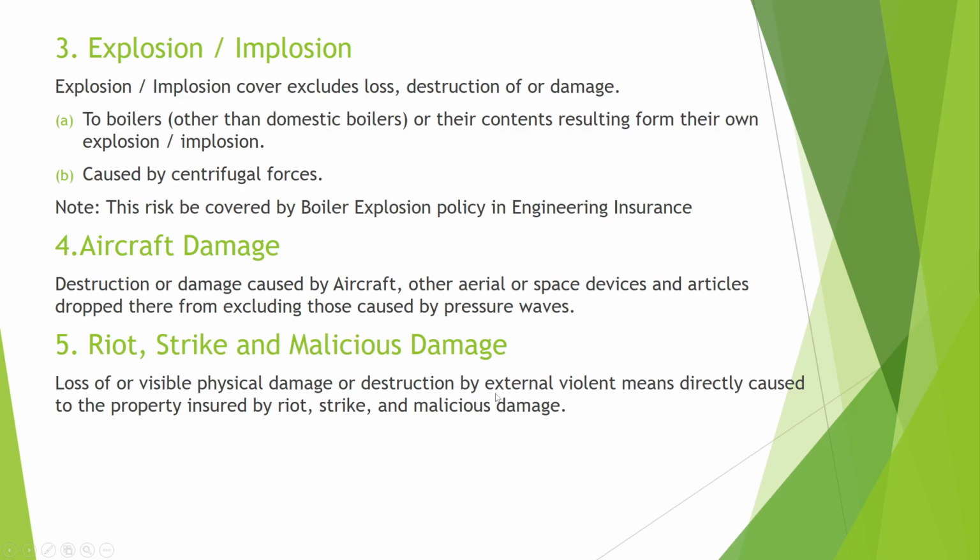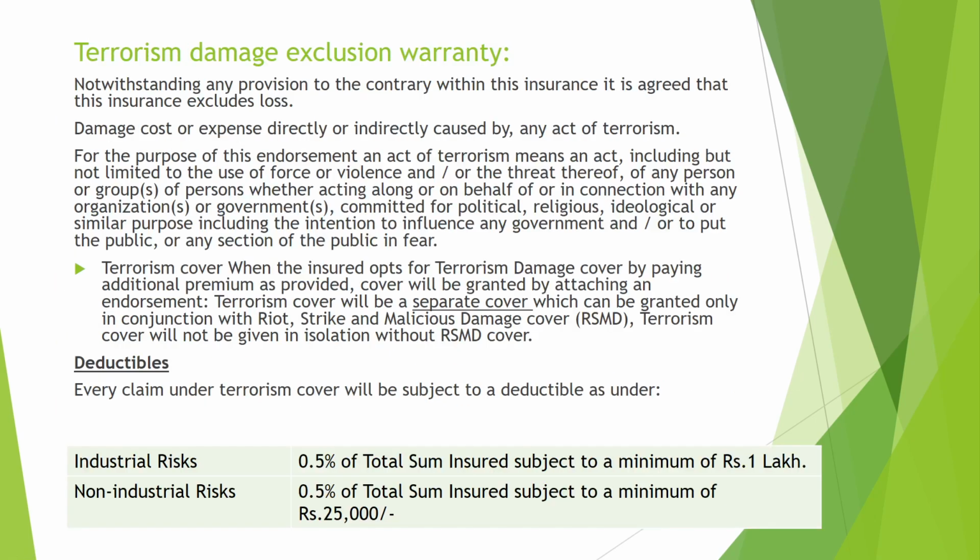It means external violence, directly caused to the property insured by riot, strike and malicious damage. So if something is damaged by riot, strike or malicious damage, which is written in this policy, you can take insurance against it. Terrorism damage exclusion warranty.